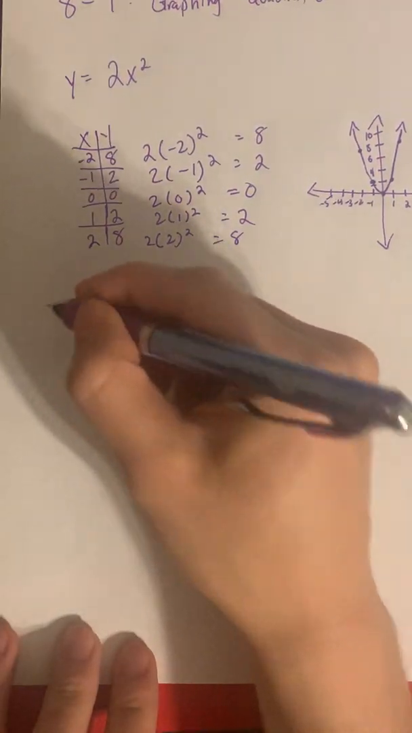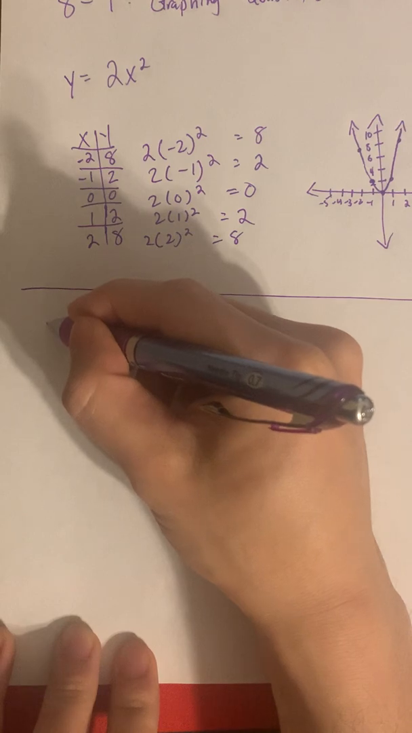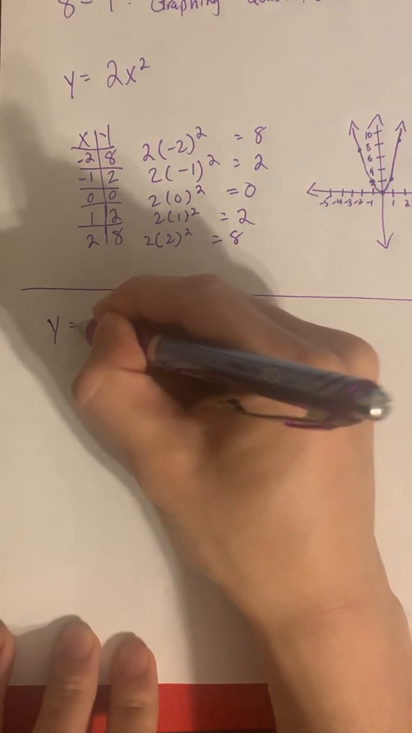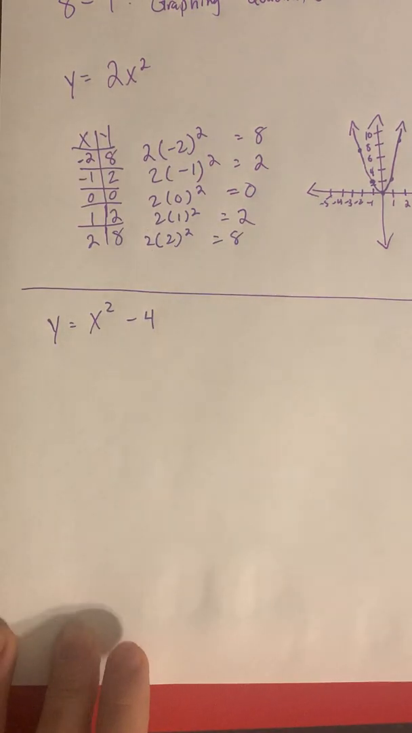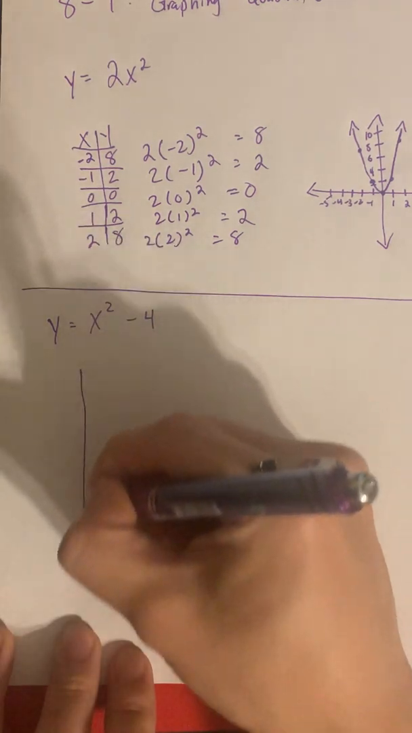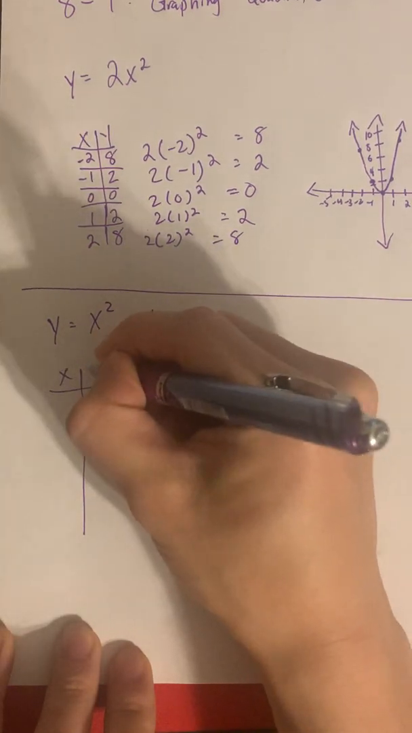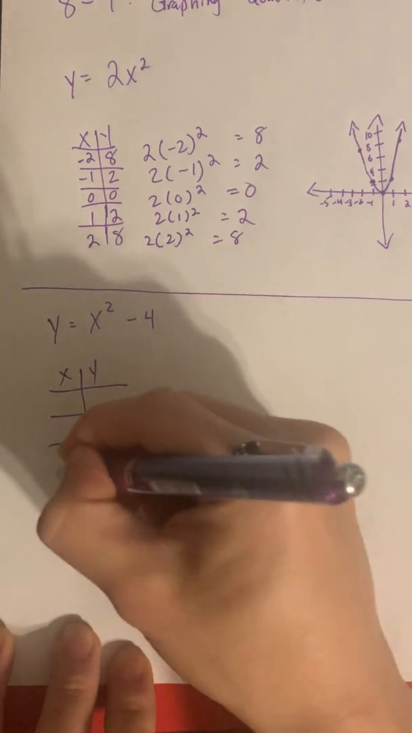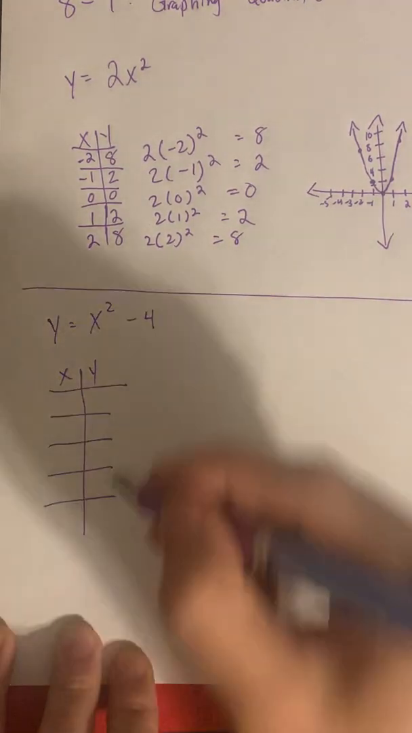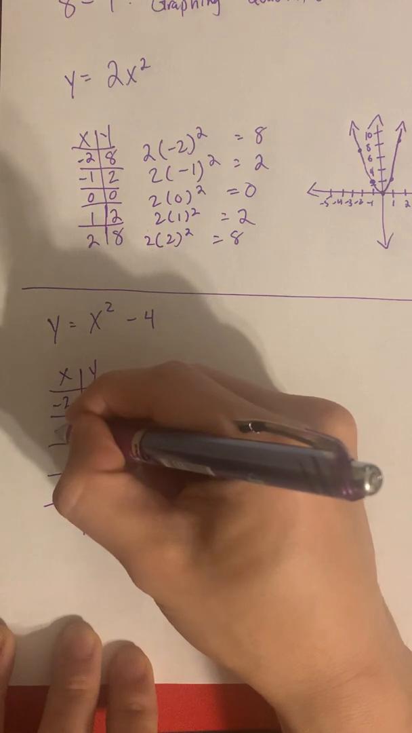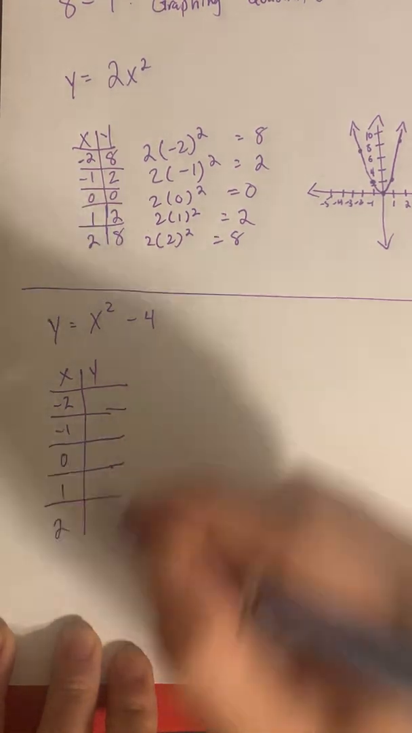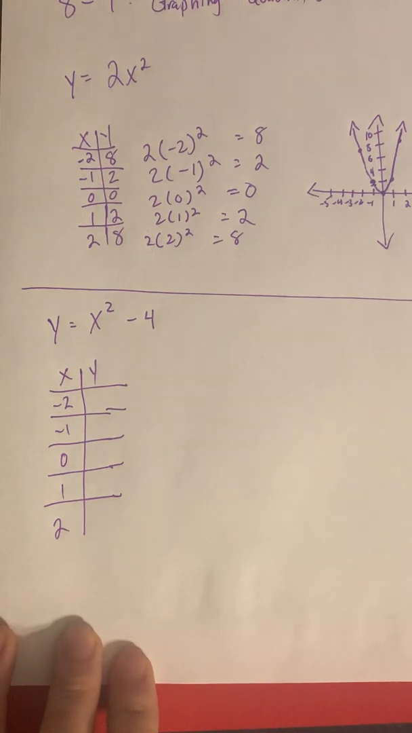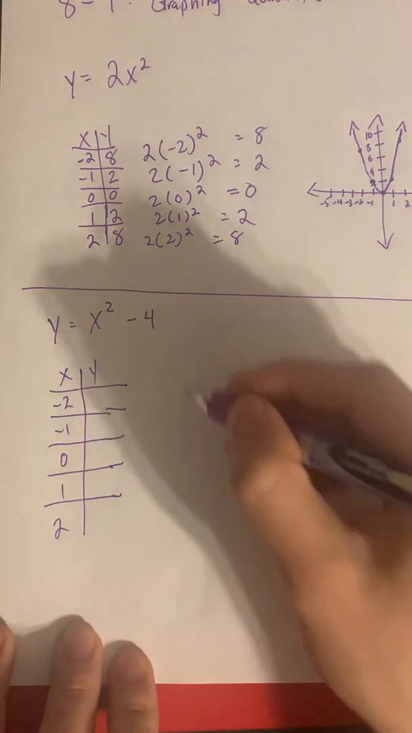Let's say we have the equation y is equal to x squared minus 4. So again, we are going to make a table. Right there, let's use -2, -1, 0, 1, and 2 again. All right, so let's go ahead and plug these values in for the x.